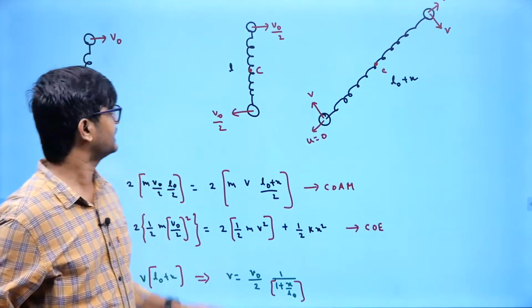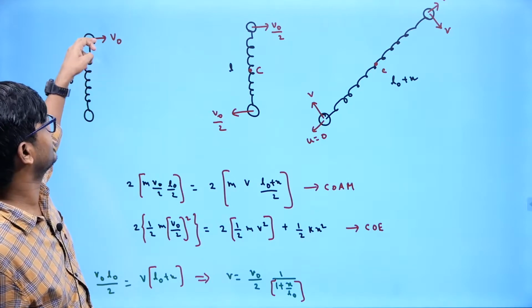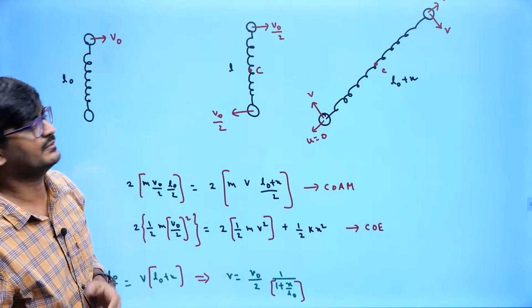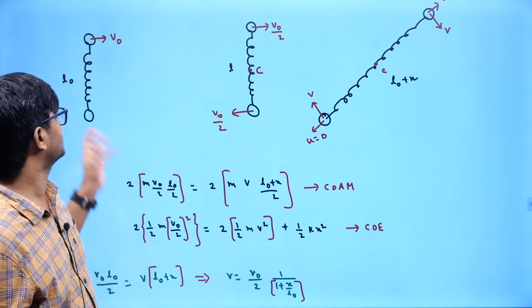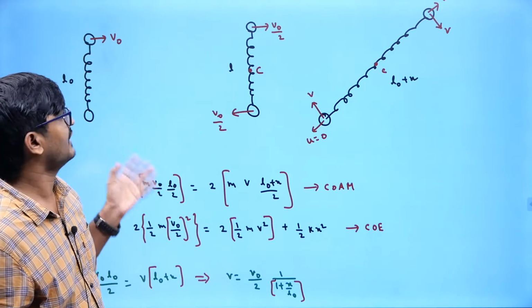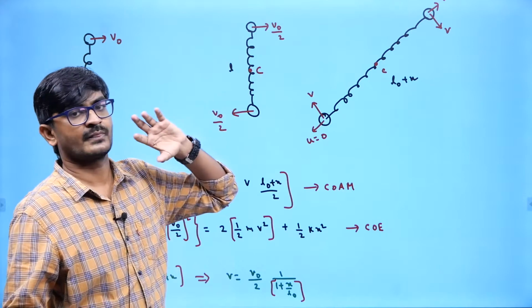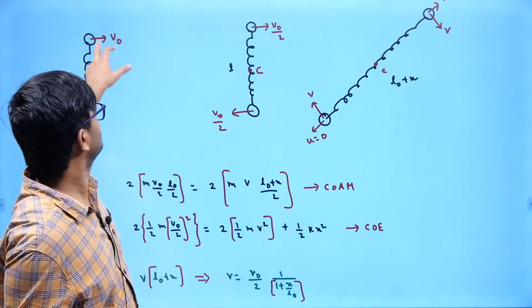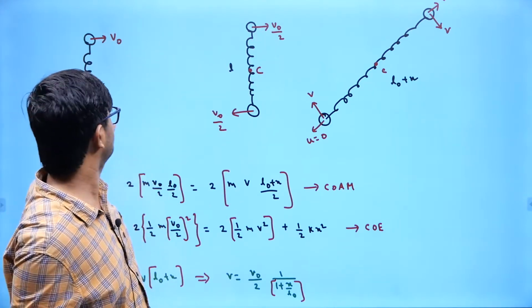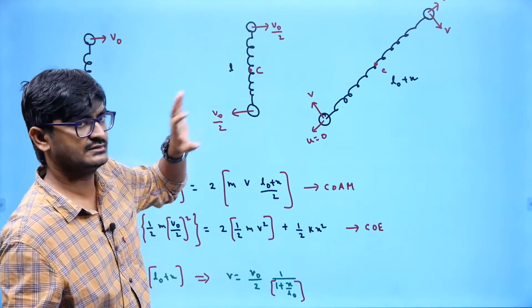So this was the initial question. They said one is at rest, one is given velocity v0. Now you need to find what is the maximum extension. So both objects are going to move in future, so I will observe from the center of mass frame. From the center of mass frame, this velocity is going to be v0 by 2 and this velocity is going to be v0 by 2. The momentum of the system is 0, that we know.